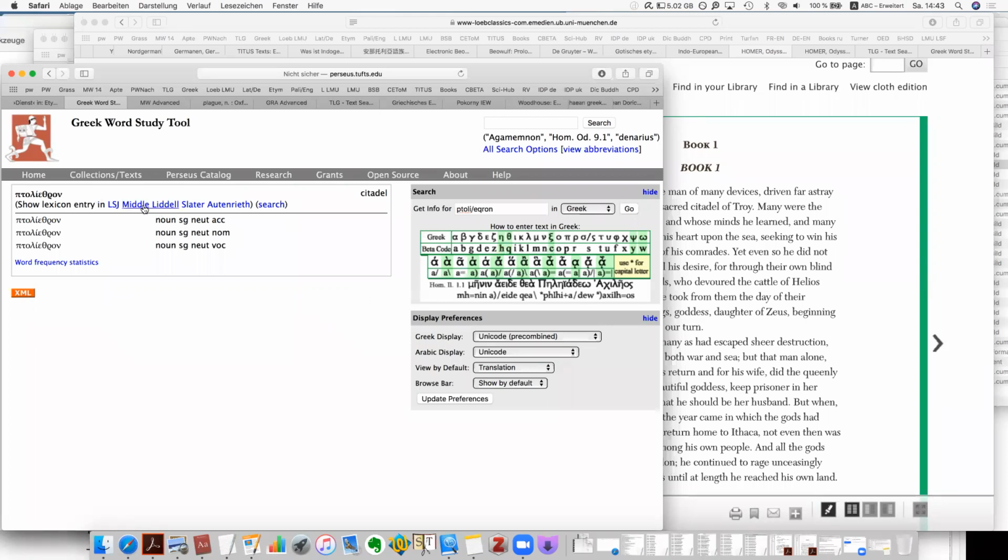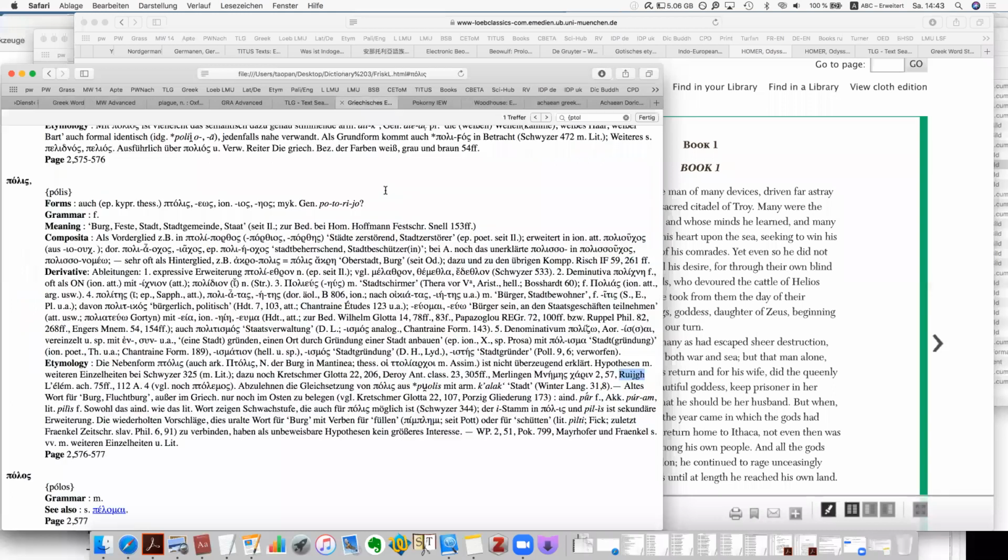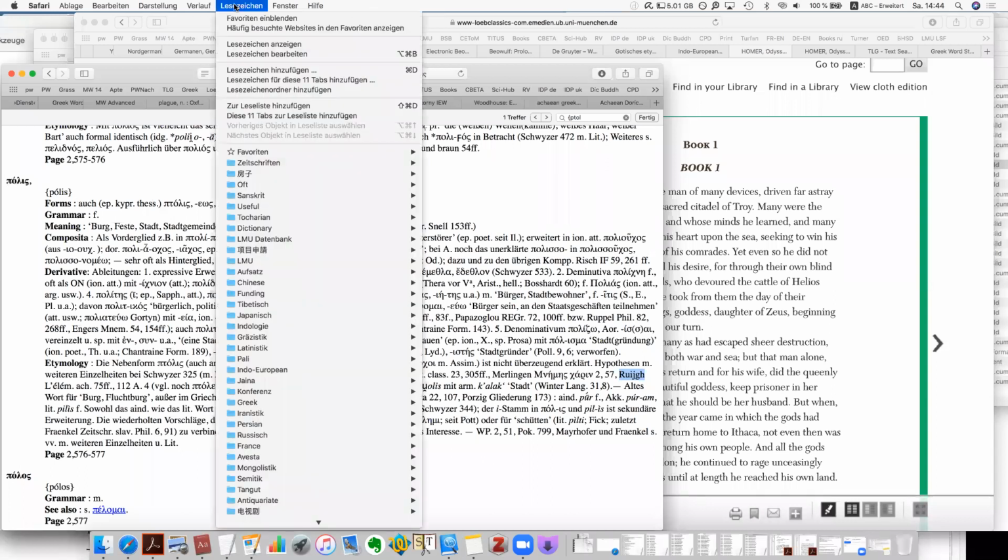Okay, so you find this word ptólis, and you check it. Ptólis is called a town, a city, but often in a more restricted sense than polis. Okay, so we know that this is actually related to polis, right? So then probably let's check the etymological dictionary. So actually, we also find polis here. I think I can make it a little bit bigger.